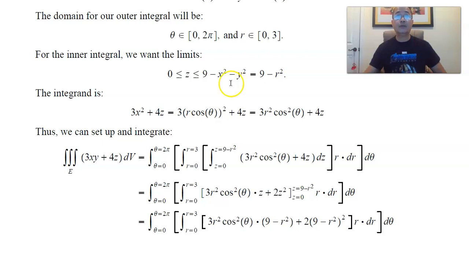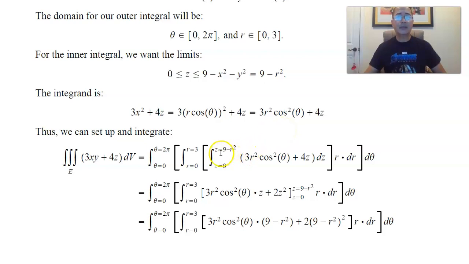So we also have to convert x and y in our limits. So of course, x squared plus y squared is just r squared. So we get 9 minus r squared. So finally, we have to convert the integrand as well. We have 3x squared plus 4z. So the x changes into r cosine theta. So we have 3r squared cosine squared theta. The plus 4z does not change. Okay, z does not change. In the integrand, z is independent of x and y.